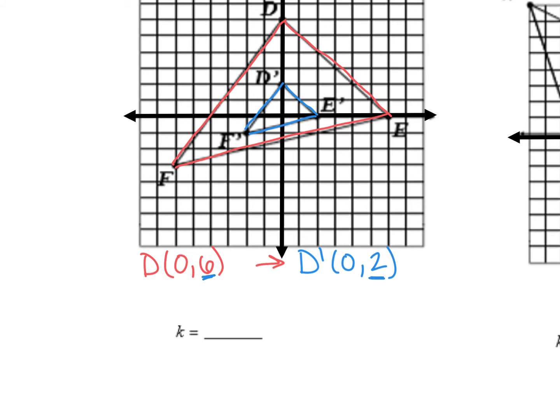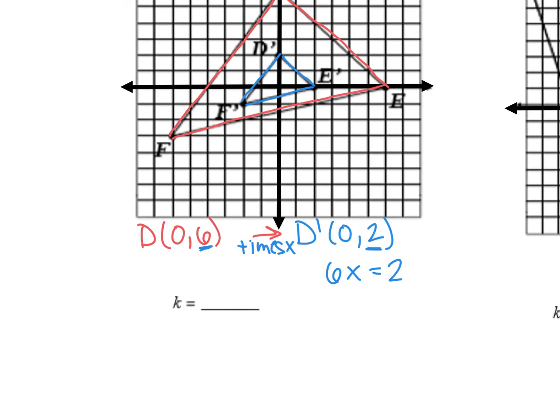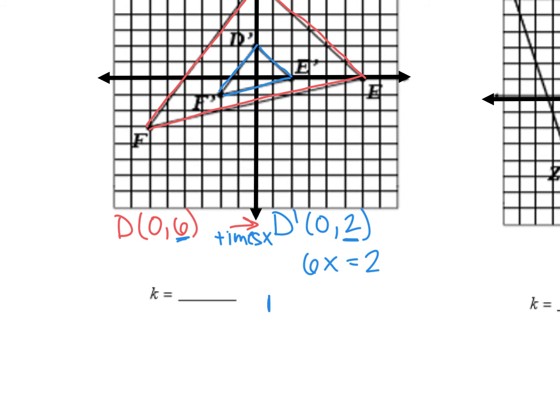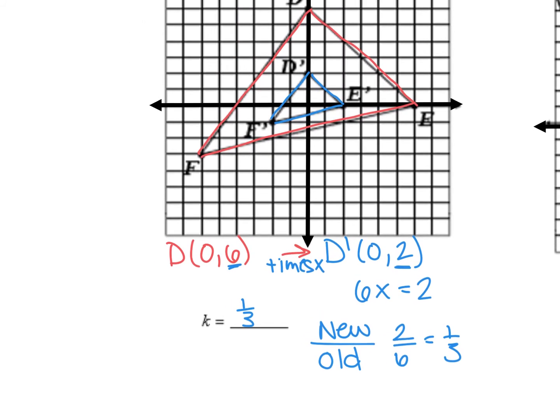So I'm thinking you can think of an equation if you want. 6 times x gives me 2, and solve the equation. Or what I found most students like to do is they just take the new point and divide it by the old point. So our new y coordinate 2, divided by the old one 6, gives us 1/3, which again, you would have calculators for this. And you can check that that works for all of the other points as well.